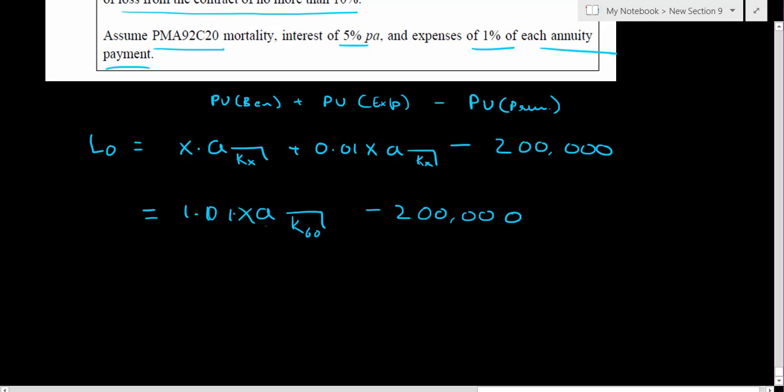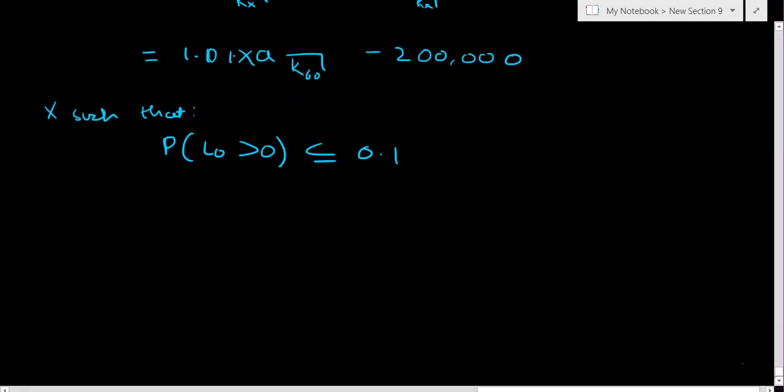So I need the value of X such that the probability that this loss being positive does not exceed 10%. That's what we had. So it's less than or equal to 0.1, right? That's the deal.